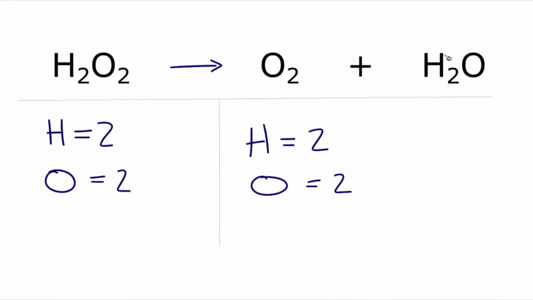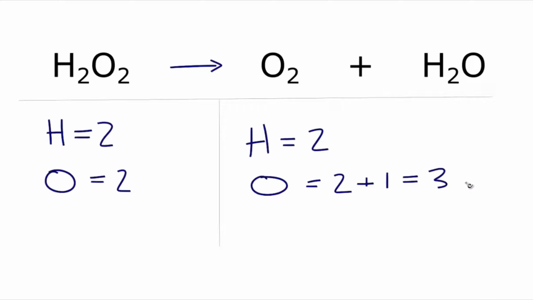but we also have to count this. If there's nothing written, it means there's a 1 there. That's implied. So we have the 2 plus the 1, and that gives us 3 oxygens on the product side. So the hydrogens, we have 2 on each side. Those are balanced. The oxygens, we have a 3, and then we have that 2 there on the reactants.